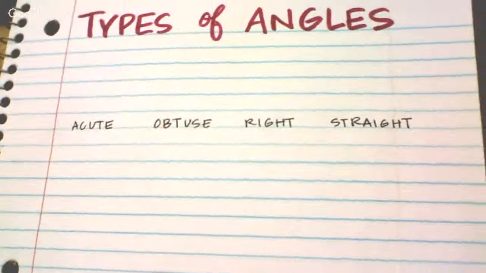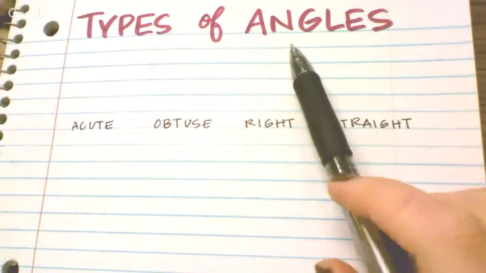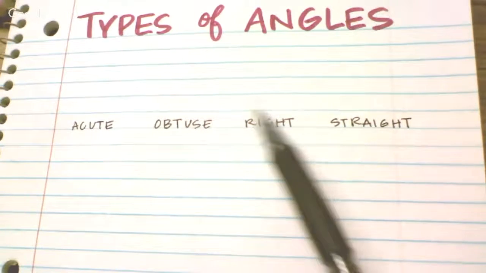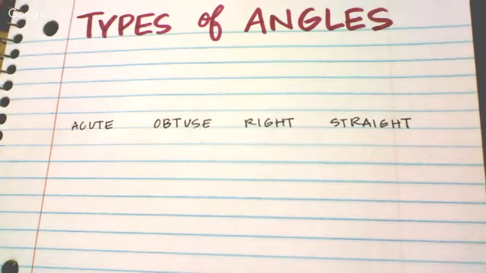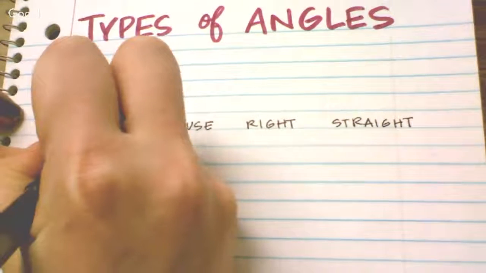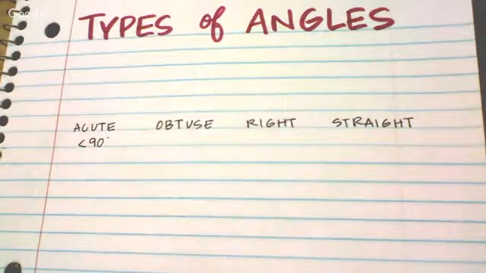All right, we're going to talk about types of angles. So quick review, we have 4 major types: acute, obtuse, right, and straight. And let's talk about what each of those represent. So an acute angle is anything that's less than 90 degrees.